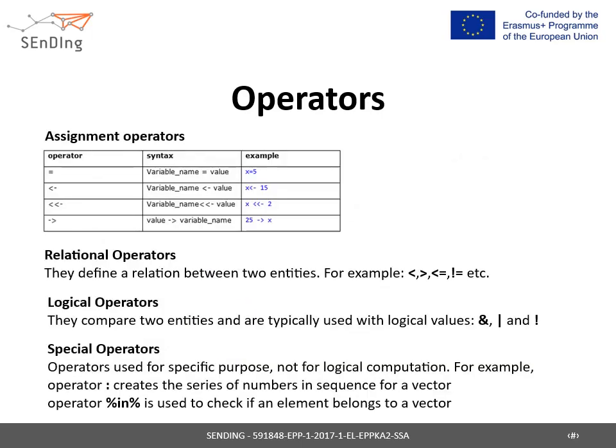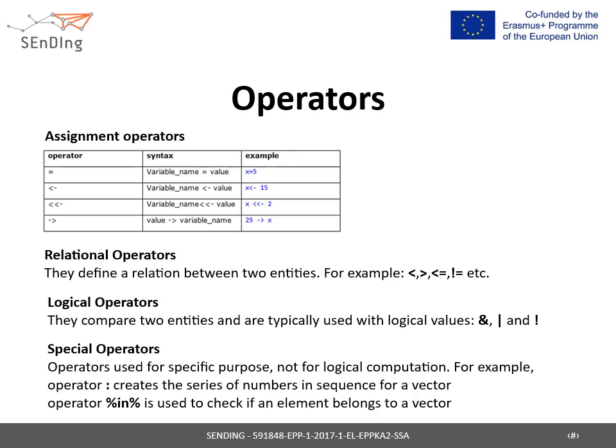Assignment operators are used to assign values to variables. We have four alternatives for assignment operators and you see them in this table. Relational operators define the relation between two entities. For example, less than, greater than, less or equal to, not equal, etc.